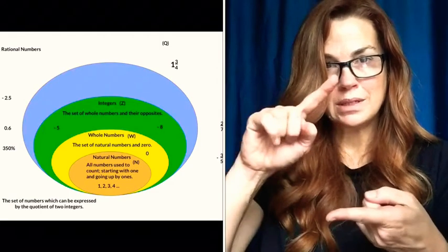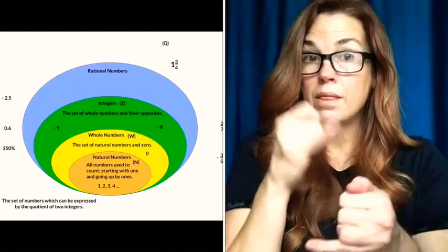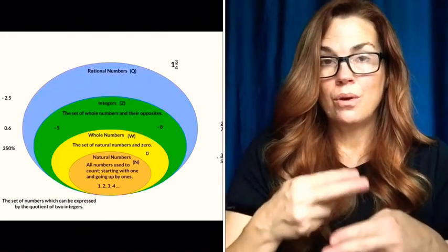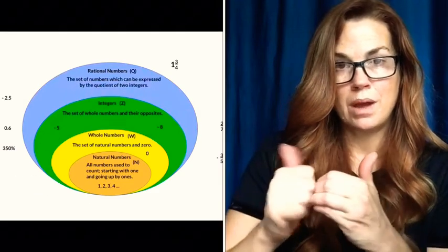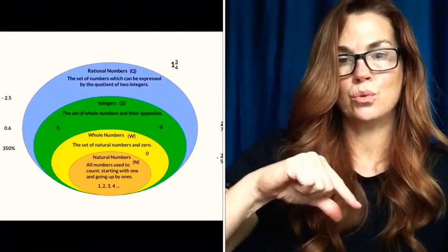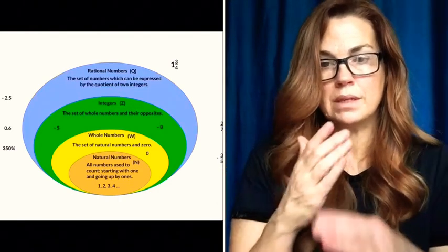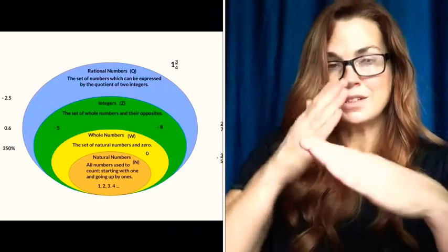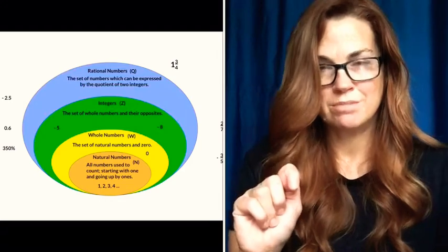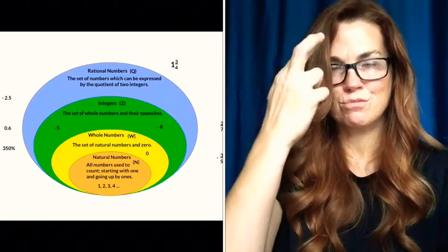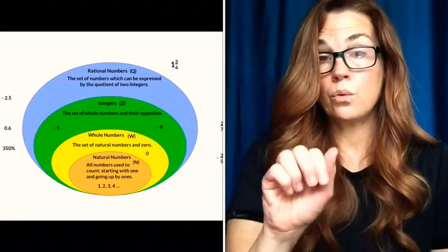The last set is called rational numbers. Rational numbers use the symbol of Q. And that's because rational numbers are the set of numbers that can be expressed by the quotient of two integers. In other words, numbers that can be written as fractions. And since we know a fraction is a division problem, and the solution to a division problem is known as the quotient, this symbol makes sense. And here's where we begin to see values that allow us to measure things.